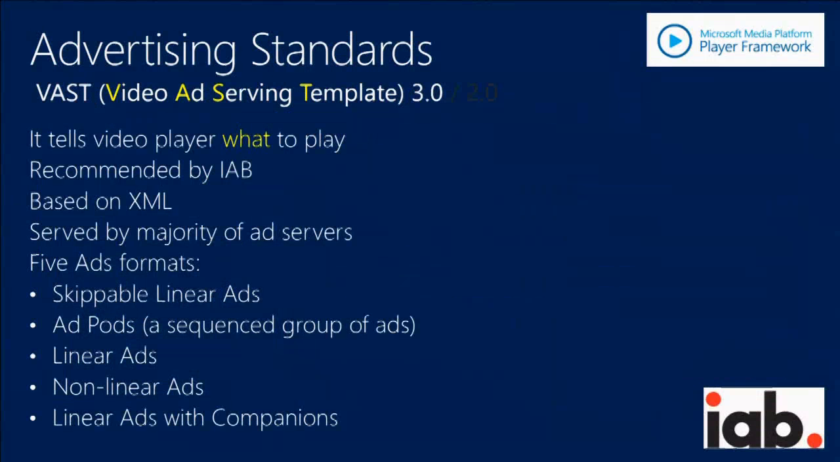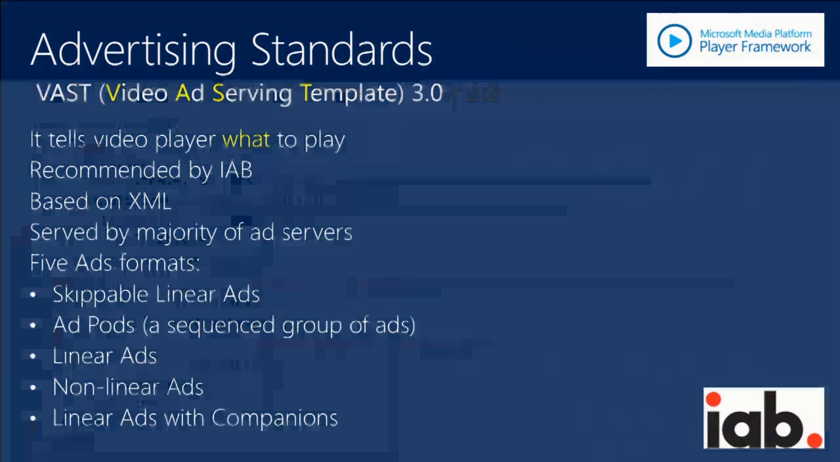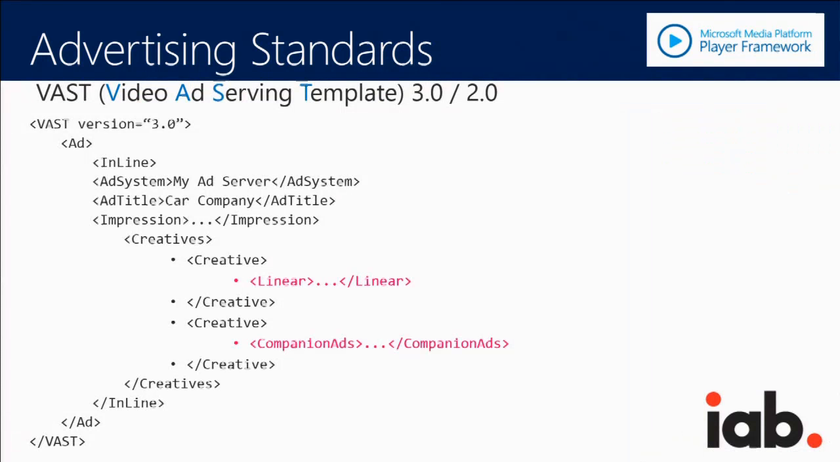So there are several standards for advertising. I'm going to talk about the one that is most used, which is VAST, for Video Ad Serving Template. It's an XML file that tells the player what to play. Most of the ad servers support this format, and you can have 5 kinds of ads: skippable ads, ad pods, linear ads, non-linear ads, and linear ads with companions. So that's an example of an XML file for VAST. That's the main architecture of the file.